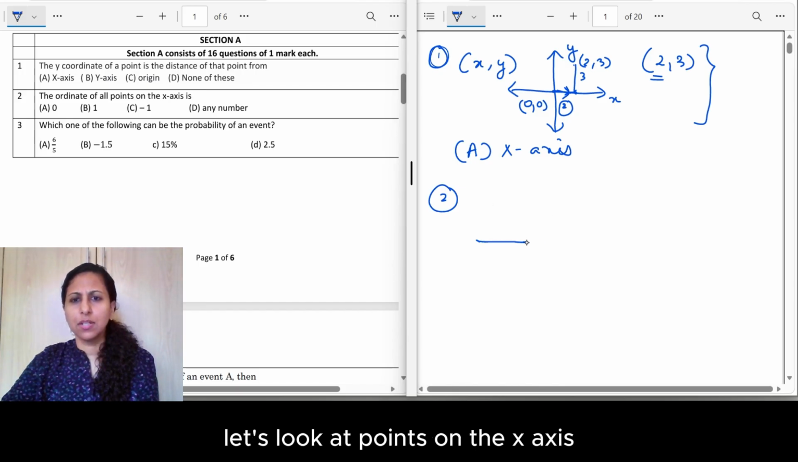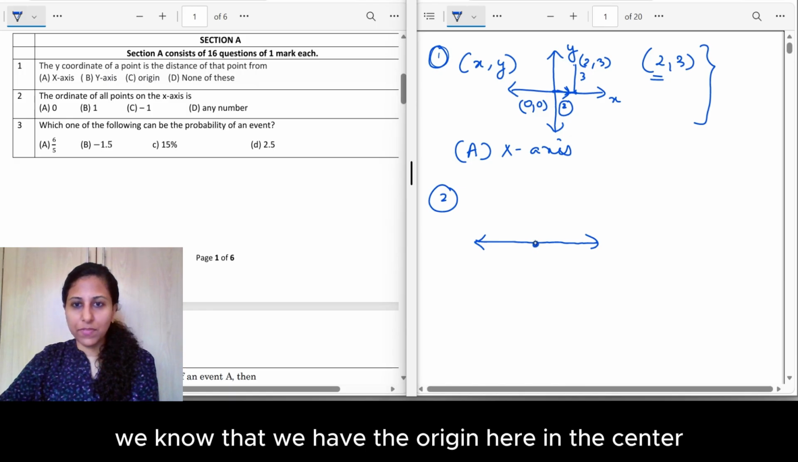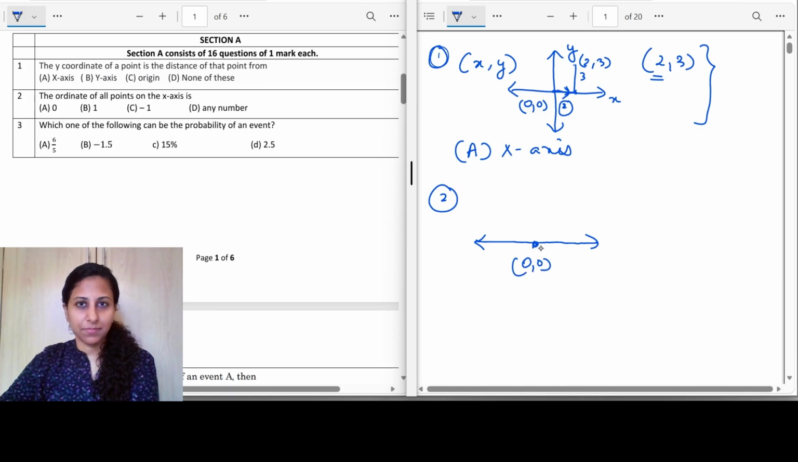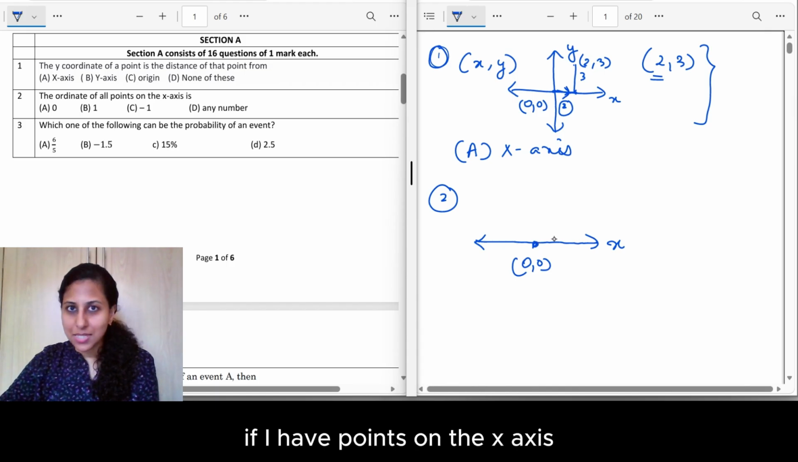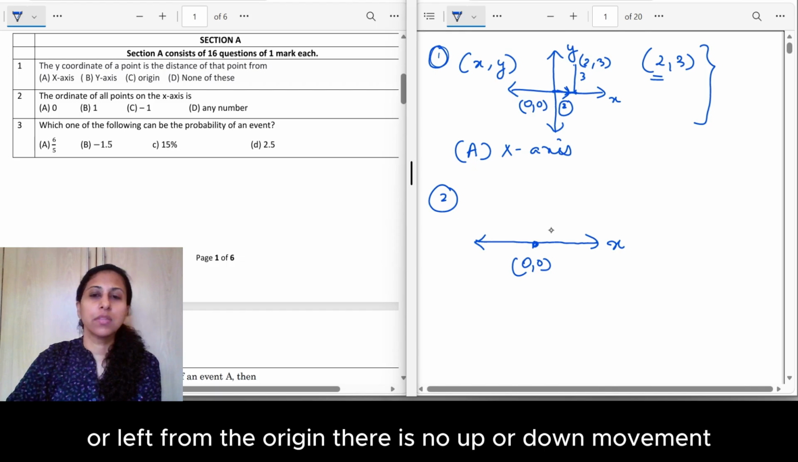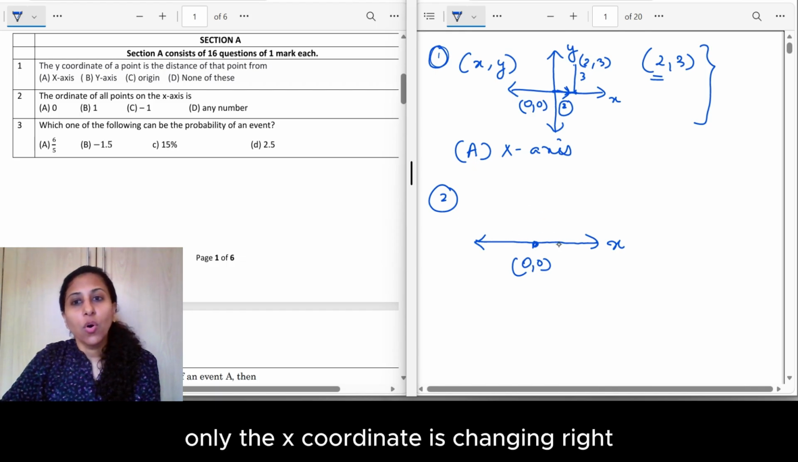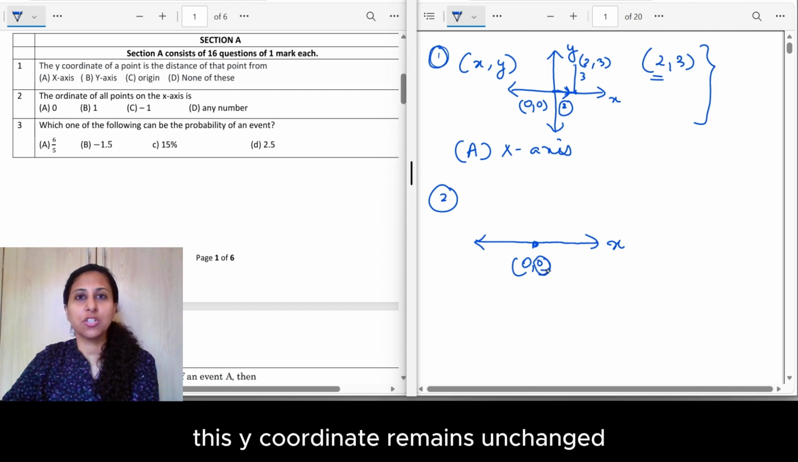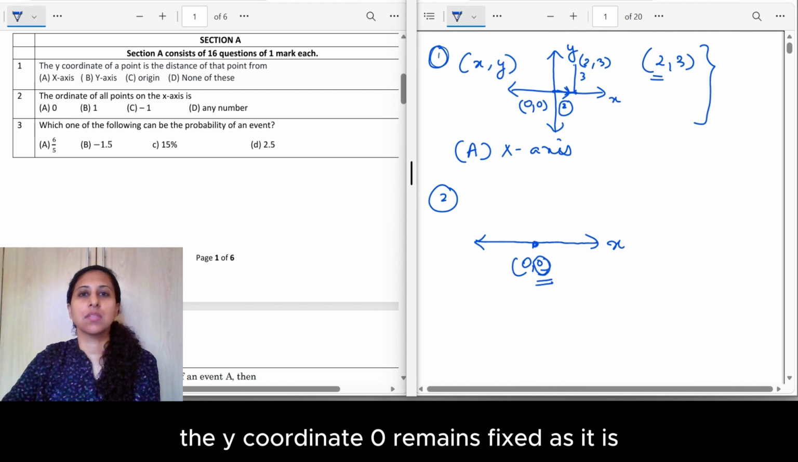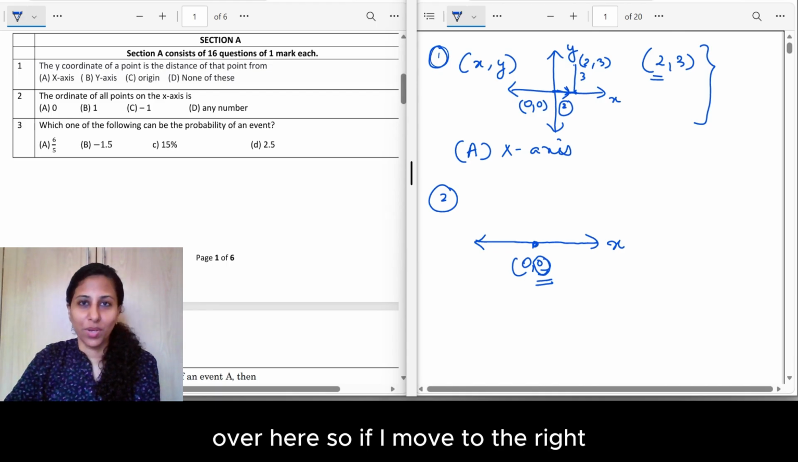Okay, let's look at points on the x-axis. We know that we have the origin here in the center. If this is the x-axis, if I have points on the x-axis, that means I'm only moving right from the origin or left from the origin. There is no up or down movement. If I'm moving only right or left, only the x coordinate is changing, right? The y coordinate remains unchanged. The y coordinate 0 remains fixed as it is. There is no change. Only thing is that the x coordinate keeps changing over here.